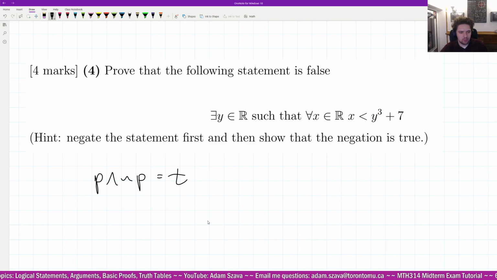Because of that, a statement and its inverse cannot both be true. So that's why we can use this as a method of proof to prove that something is false.